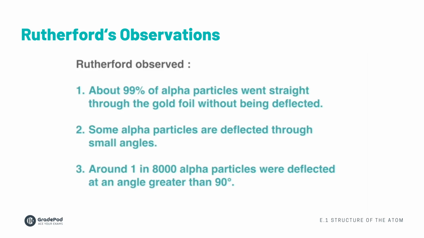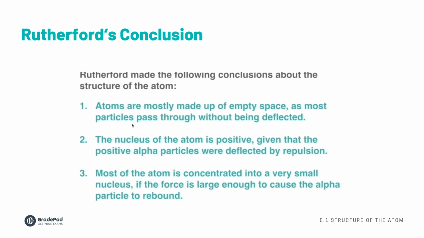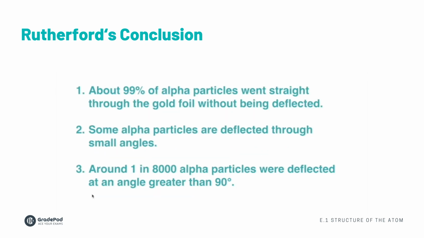From these three observations, he made three conclusions regarding each observation. For the first observation, he said about 99% of alpha particles went straight through the gold foil without being deflected. His conclusion was that the atoms are mostly made up of empty space, as most of the particles pass through without deflection.